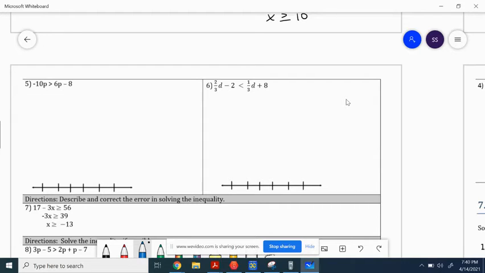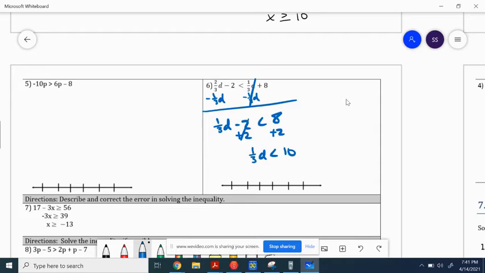I'm going to get the variable on the left side, so I'm going to subtract 1/3 d over on the right side. Do it to one side, got to do it to the other side. All right, so now I'm left with 2/3 minus 1/3 is 1/3 d minus 2 is less than 8. And I want to get the variable term by itself, so I'm going to get rid of this negative 2. I do so by doing the inverse operation and adding 2 on both sides. All right, so I'm left with 1/3 d is less than 10.